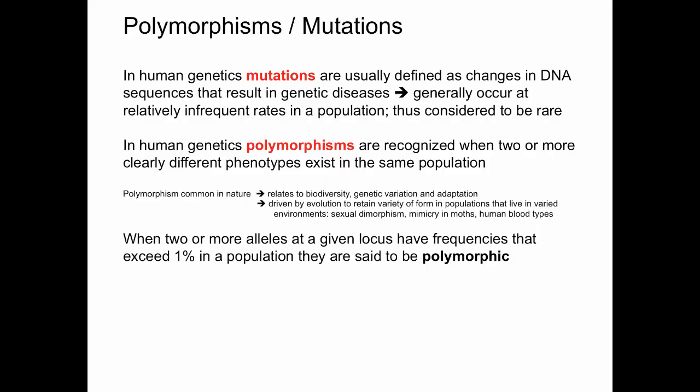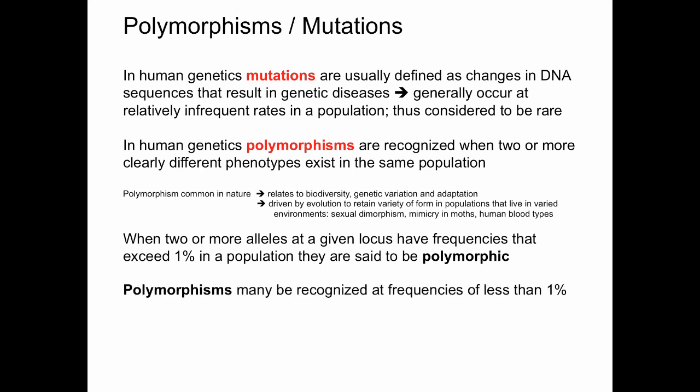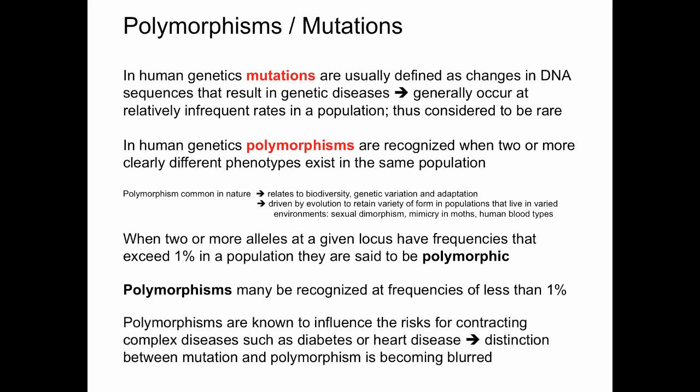Now, when two or more alleles at a given locus have frequencies that exceed 1% in a population, they're said to be polymorphic. Polymorphisms can be recognized at frequencies of less than 1%, so polymorphisms are known to influence the risks for contracting complex diseases like diabetes or heart disease, and the distinction between mutations and polymorphisms in human genetics is becoming more and more blurred.